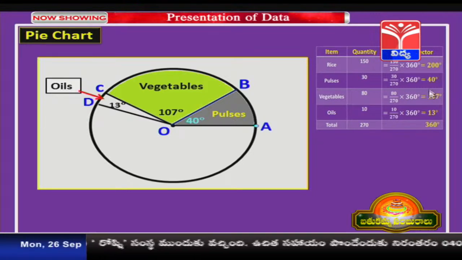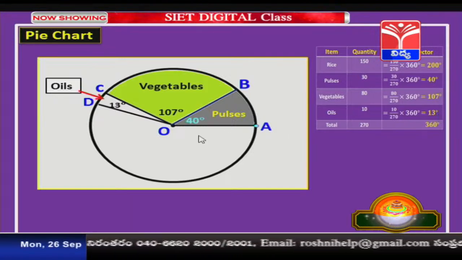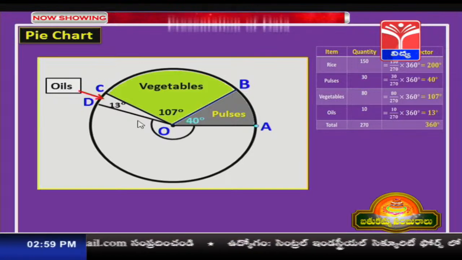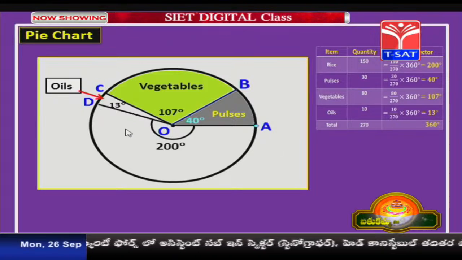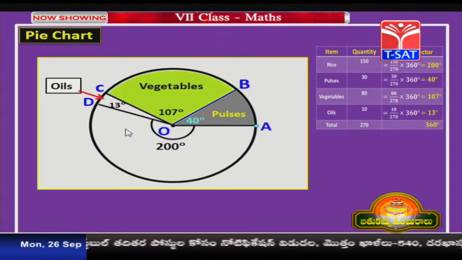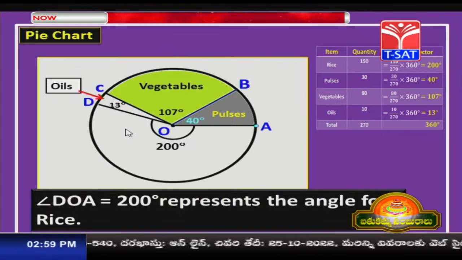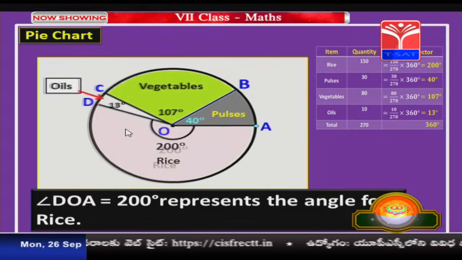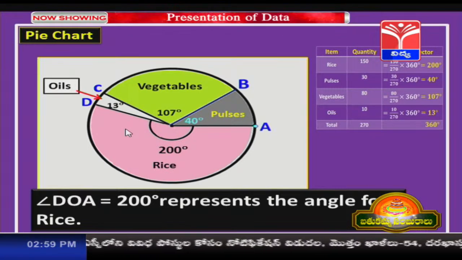Actually, there are 4 angles, we have completed 3. Now, once these 3 are over, what is left? 200. That means this entire angle, that is angle AOD, now which I marked it using this arc, this angle is 200 degrees. So, now you do not have to mark 200 degrees using protractor, right. So, the remaining angle is 200 degrees, which is nothing but angle DOA, and this represents angle for rice. So, let us write rice on it and color it also children.